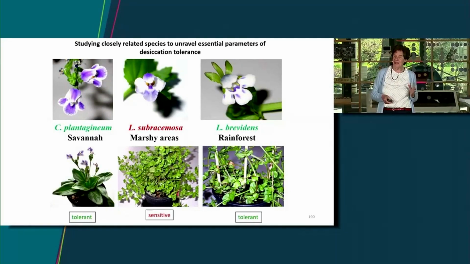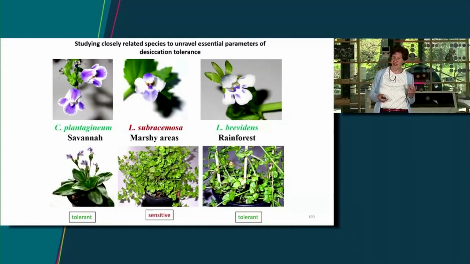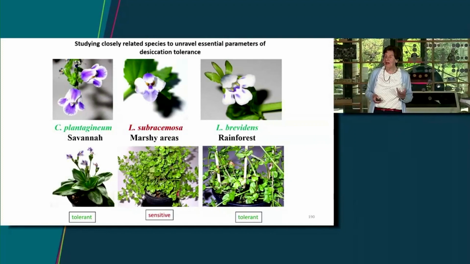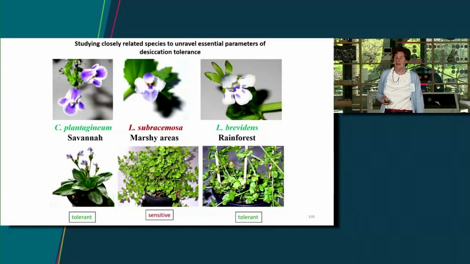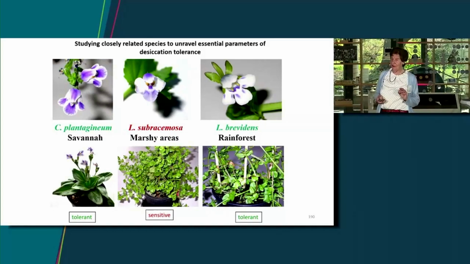So here, this slide shows you these three species. Craterostigma, I just introduced to you, and I showed you the desiccation tolerant phenotype. Then a closely related plant, Lindernia subracemosa, which occurs in marshy areas and which is not desiccation tolerant. And then, that was a big surprise when we started to study this plant, it's Lindernia brevidens, which actually occurs in the rainforest.